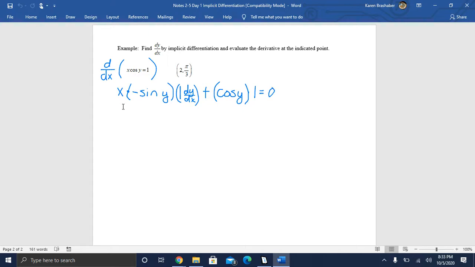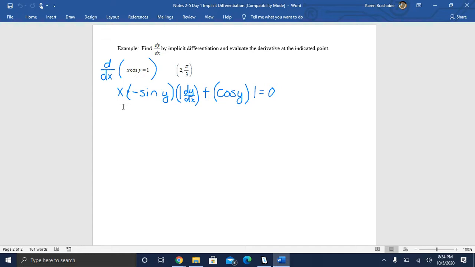Now, because your instructions say to find dy dx, you must get dy dx by itself. But as I've talked to you in other applications, if your instructions just said to evaluate, then technically you could substitute in numbers right now, and the only variable that you would not have a number for would be the dy dx. And so you could solve, and that actually is quite a bit easier.